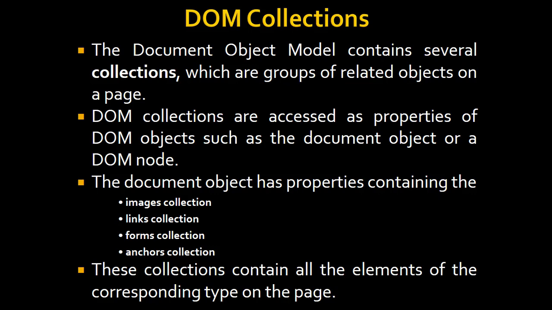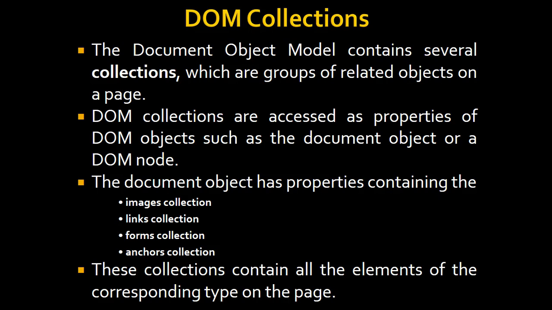In the last class, we were discussing the DOM tree traversal and its modifications. Today we are going to discuss the DOM collections. Here, the document object model contains several collections. What do you mean by a collection? A collection is a group of related objects on a page.